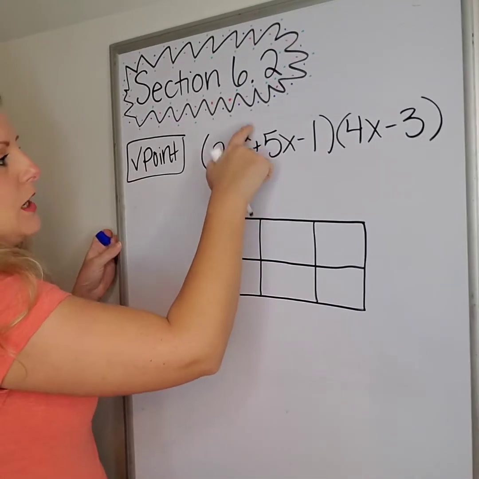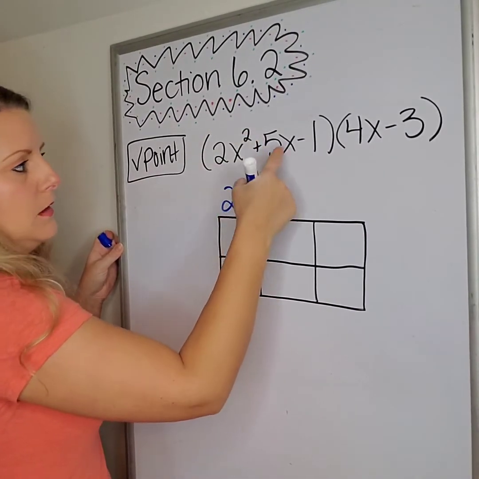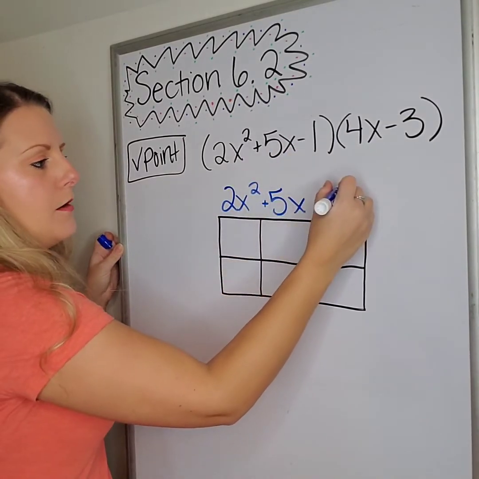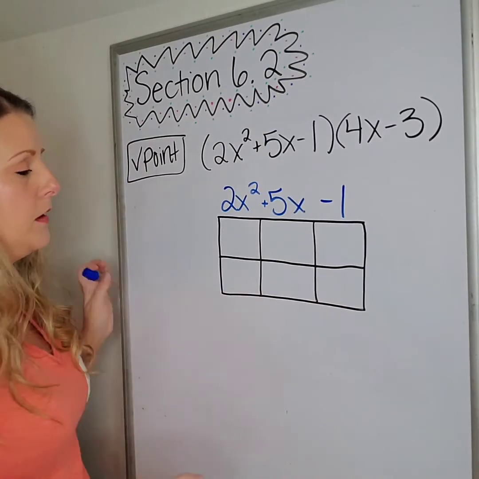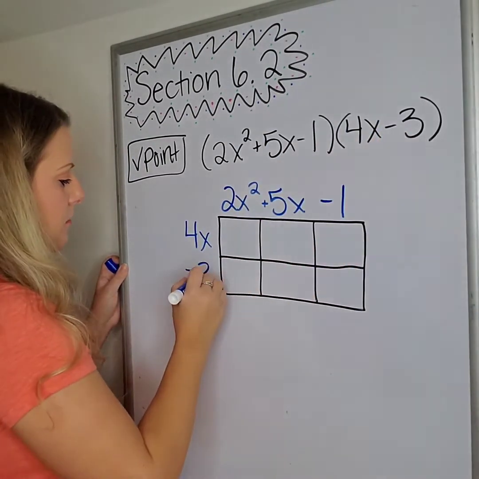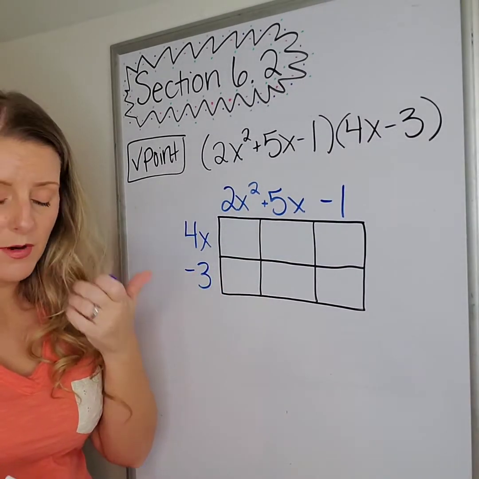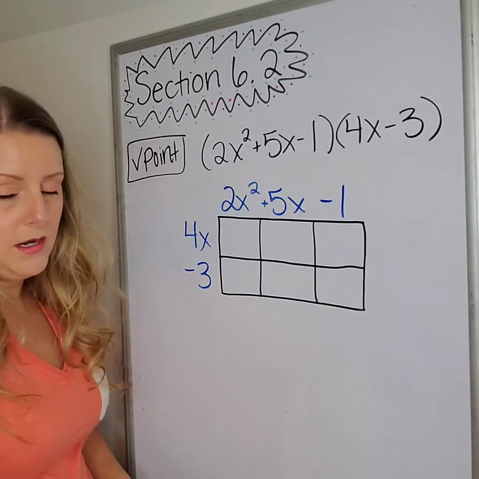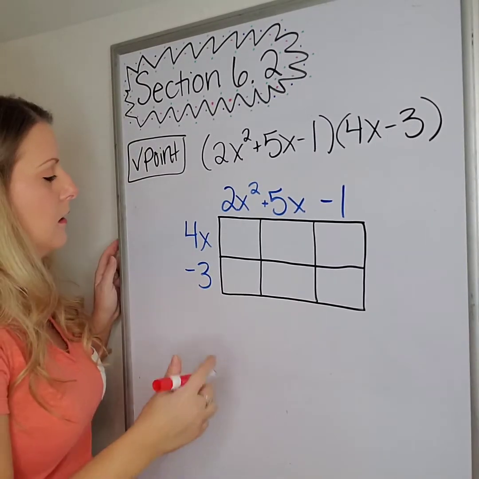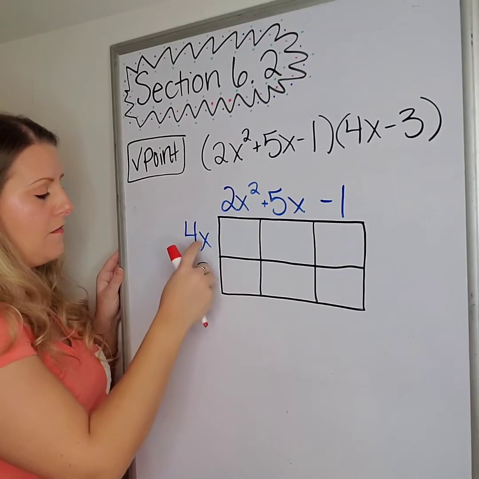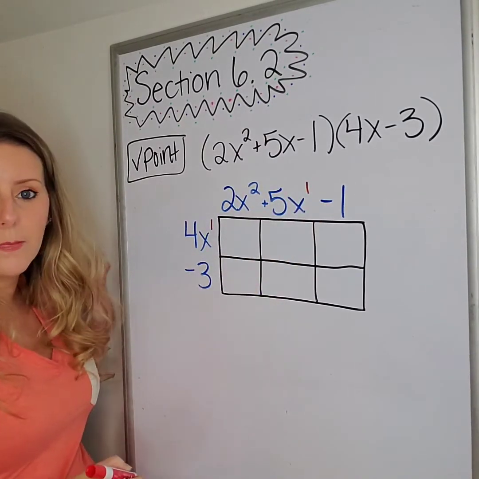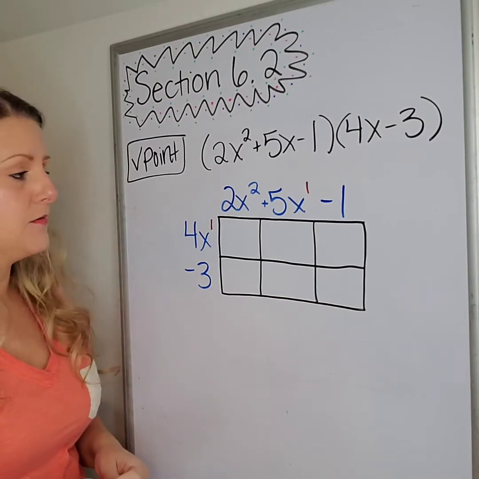So I've got 2x squared, 5x, and you can put the plus if you want, and then the minus 1. And that's going to become a negative 1. And then 4x over here, and a negative 3. The minus 3 becomes the negative 3. And now you're going to fill them in. And if you need to go back and put in the little imaginary ones, go ahead and do that. So we've got a little imaginary one there and a little imaginary one there. Okay? And if you can do it without that, that's fine too.